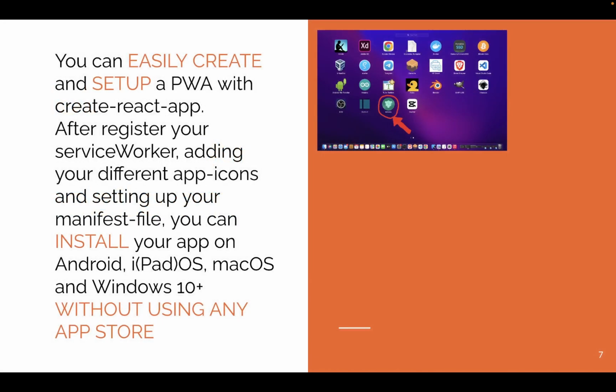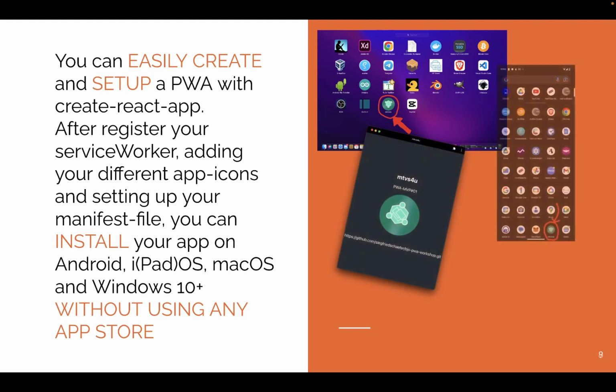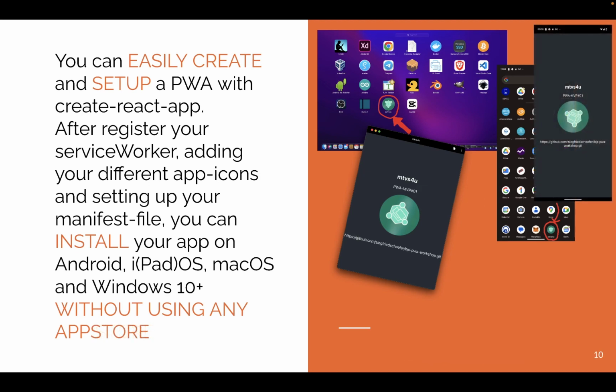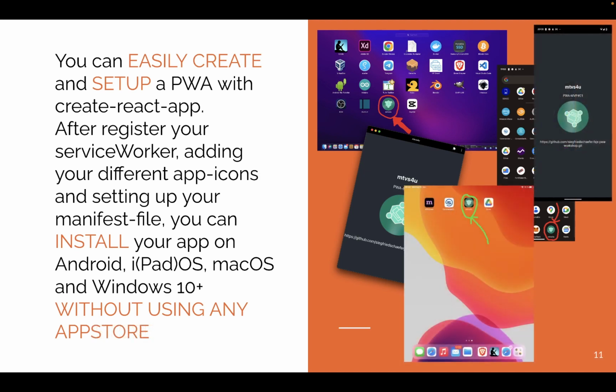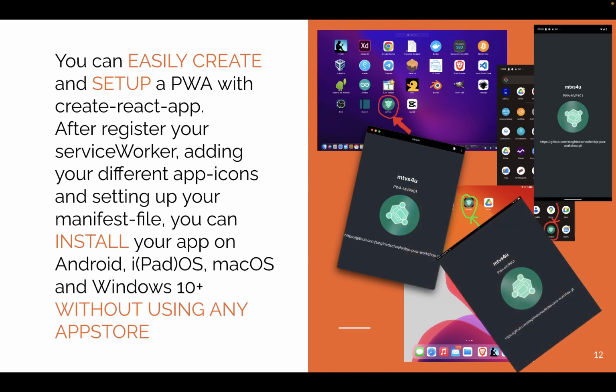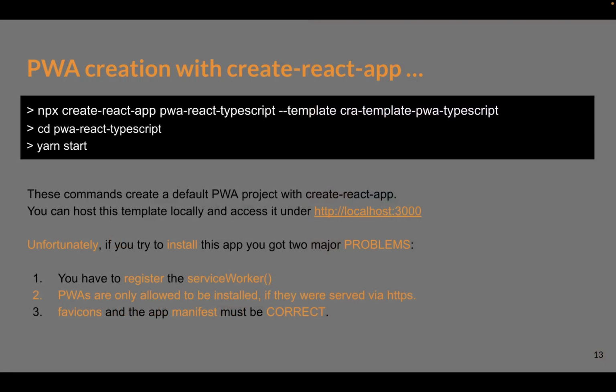You can easily create and set up a PWA project using Create React App. After registering your service worker, adding your different app icons and setting up your manifest file, you can install your PWA on macOS. You can install your PWA under Android. And you can install it under iPadOS. But first you have to go through some, say, specifics.